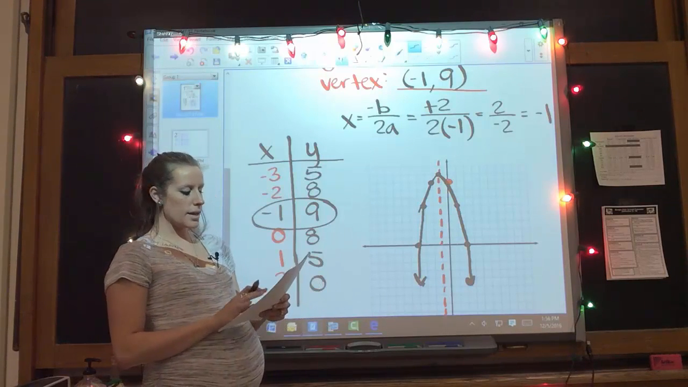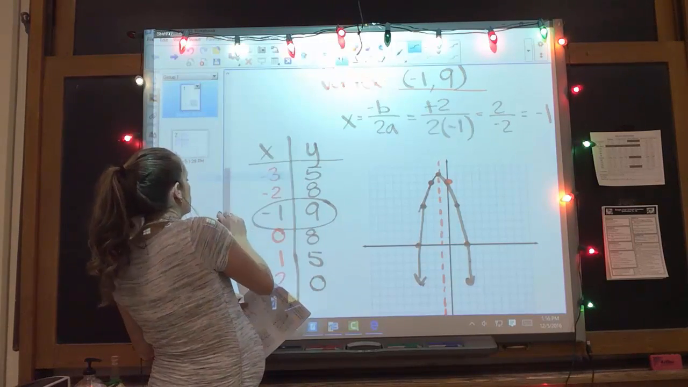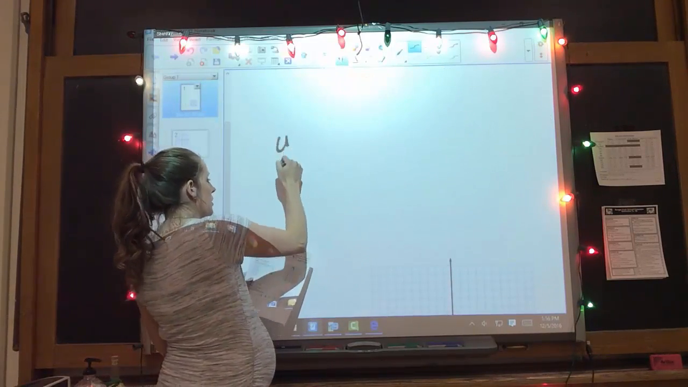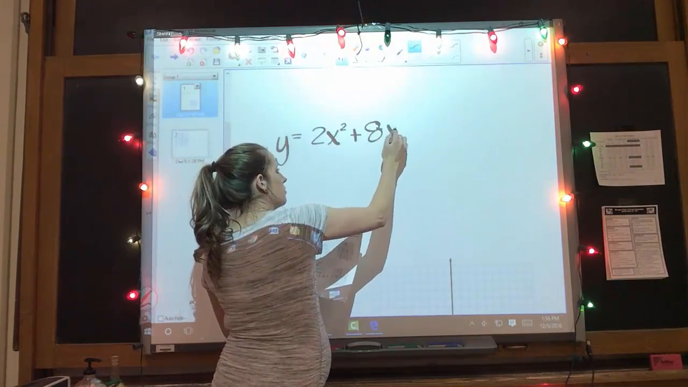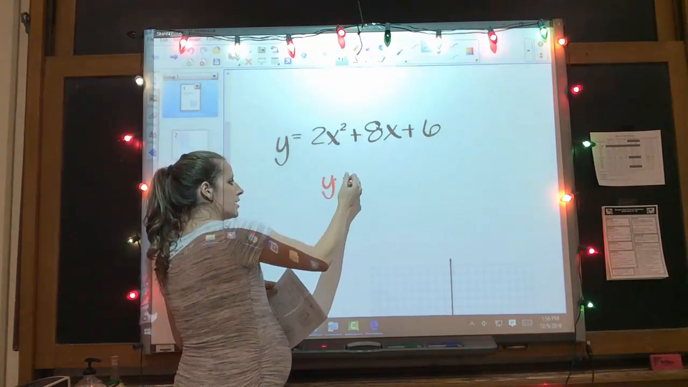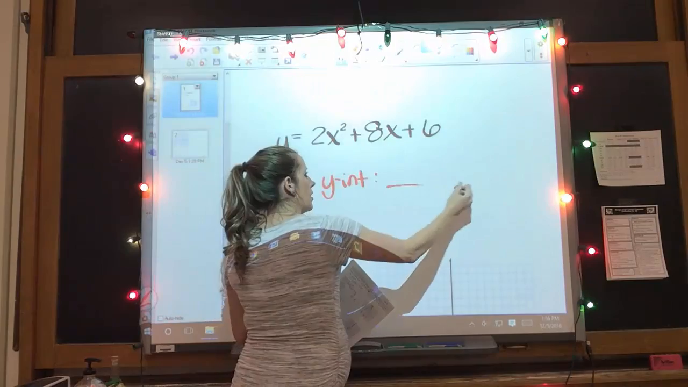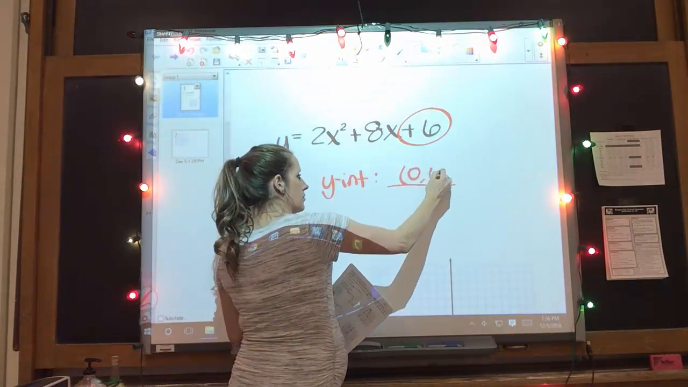All right, last example for standard form. Let's see, we're going to start out with y equals 2x squared plus 8x plus 6. All right, so we know our y-intercept, it's that very last number. So it's going to be 0, 6.